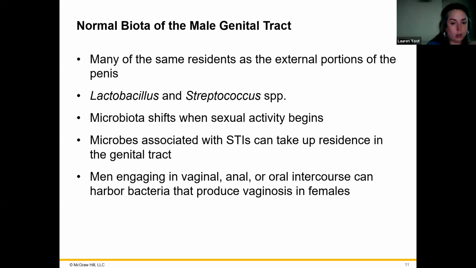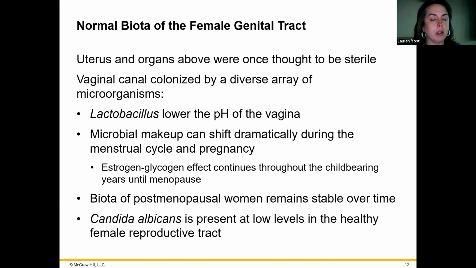Exposure to one person's biome can be carried to the next person to cause vaginosis and things like that, basically an unstable biome in the new partner after being exposed. So that can not necessarily be a sexually transmitted disease, but can be caused from sexual contact, if that makes sense.